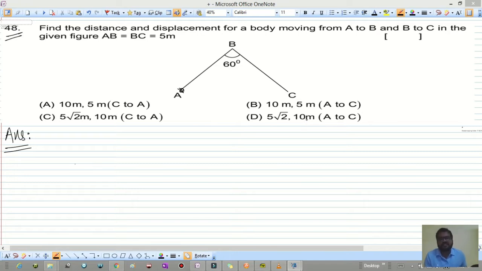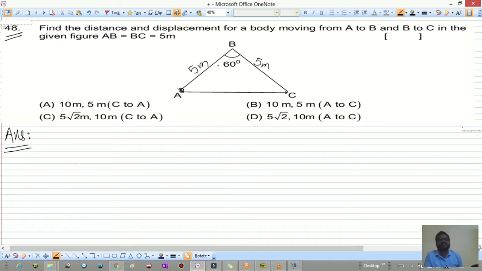So let's start with the kinematics questions. In this first question, as you can see, find the distance and displacement for a body moving from A to B and B to C in the given figure, where AB is equal to BC, and that is equal to 5 meter. So AB is given, that is 5 meter. BC is given, that is 5 meter. We want AC.